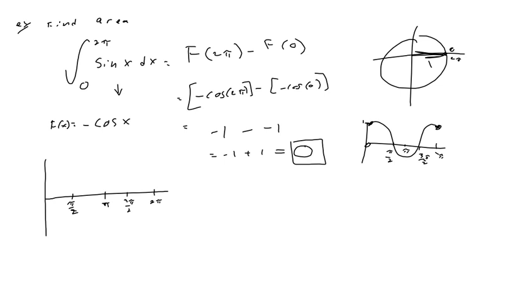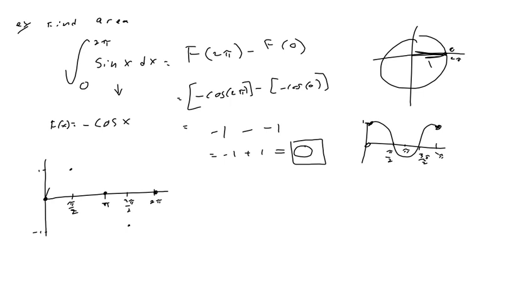Do we remember what the sine graph looks like? Where does sine start? Cosine starts at 1. Sine starts at 0. Goes up to 1. Goes back down to 0. Back down to negative 1. And then back up to 0. So if we draw the sine graph, it's going to look like this.